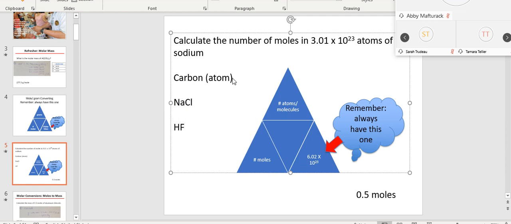I could ask you for the number of atoms of carbon. I could ask you for the number of molecules of HF. I could ask you for the number of formula units of an ionic solid. So whenever you see formula units, it's just like molecules, but ionic solids don't have molecules. They're just formula units, okay? So those are the two formulas there.